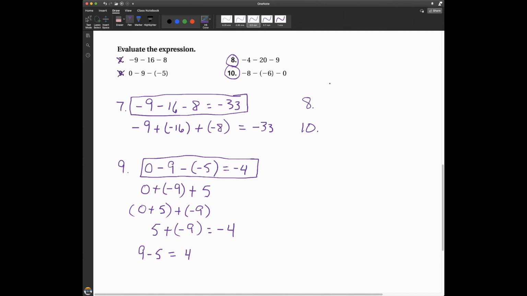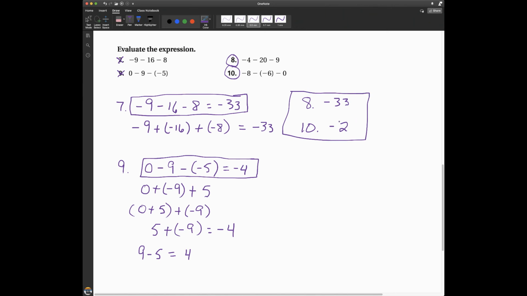Okay, so we're back. And so what you should get for your answers are, for number 8, you should get negative 33. And for number 10, you should get negative 2. So if those are the answers that you got, awesome. If you did not get those answers, then tomorrow in class, let's talk about these.